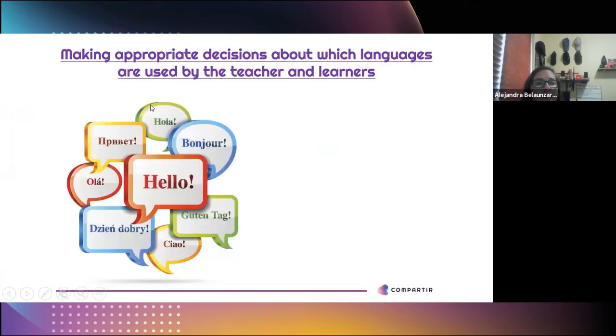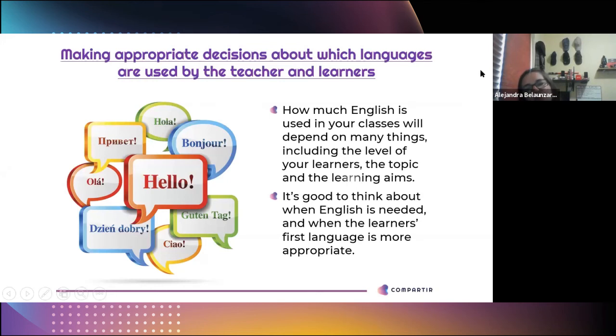Okay. So the next element would be making appropriate decisions about which languages are used by the teacher and learners. The idea in an English class is that we actually speak in English. However, at some points, especially depending on the level of my learners and the topic that I am going to talk about, I can decide that using the learner's first language is more appropriate. It's not like completely forbidden to speak in Spanish, never again in my life.